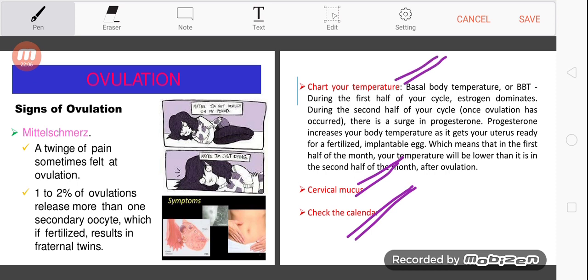During the first half of the cycle, estrogen dominates. During the second half of the cycle, progesterone dominates. Progesterone increases your body temperature as it gets your uterus ready for a fertilized egg, which means in the first half of the month your temperature will be lower. So we can check our body temperature. It should be lower until ovulation, and then once ovulation occurs, your body temperature will be slightly higher compared to the first half of the cycle.